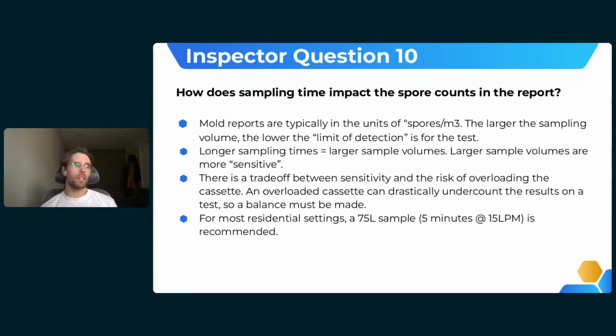Most often in my career, in a residential setting, in a home that people are living in, a 75-liter sample, or a 5-minute sample at 15 liters per minute, is my recommended sample. Longer than that, it's not very difficult to overload a cassette. It can happen very easily at 10 minutes or 15 minutes. So typically, that's what I recommend. That's even what most of the cassette manufacturers recommend for a high traffic residential type setting.